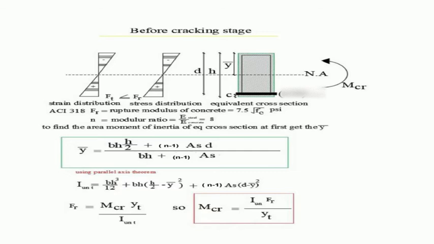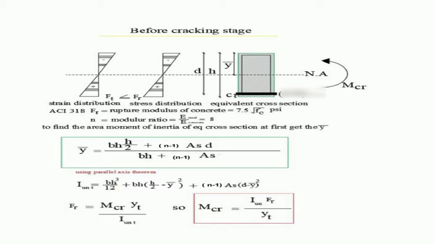Epsilon s equals sigma s divided by ES, and epsilon c equals sigma c divided by EC. So sigma s equals ES divided by EC times sigma c. So the stress in the steel will be N times sigma c, where N is the modular ratio, or physically how many times the steel is stressed relative to the concrete stress. But here we substitute with n-1 because we used all the area of the cross section.